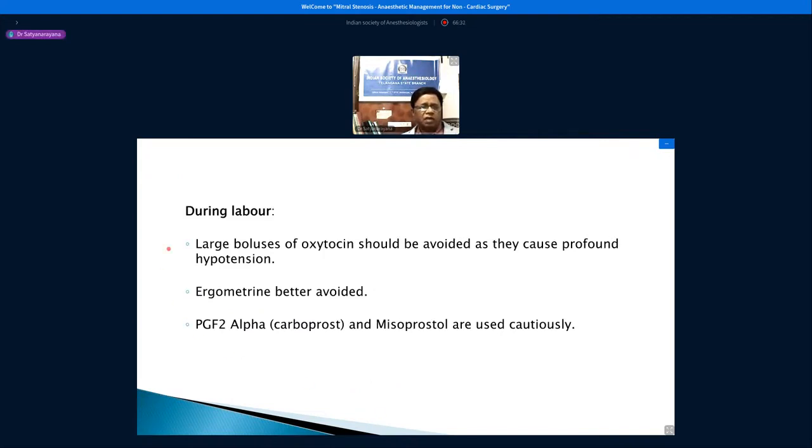And during labor, a large bolus of oxytocin should be avoided as it causes profound hypotension. Ergometrine is better avoided, and PGF2 alpha, that is carboprost or misoprostol, to be used very cautiously.